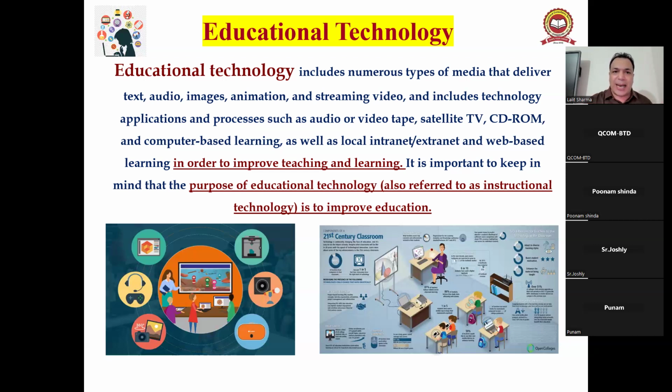It is important to keep in mind that the purpose of educational technology, also referred to as instructional technology, is to improve education. You can see the picture also. You can see the two images, right? See the images. It is written 21st century classroom. You can see students are there, teachers are there, right? They are using the projector, the digital board, the media.